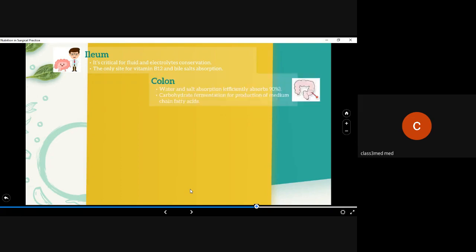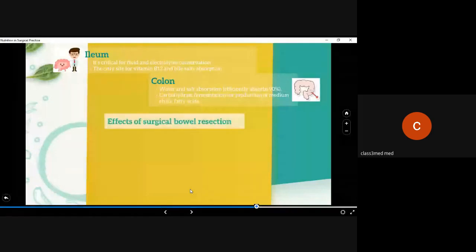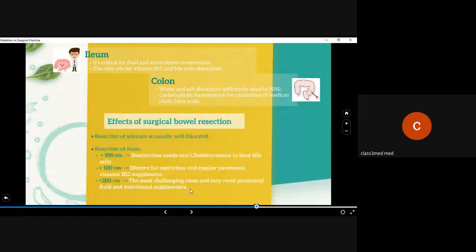Now, the colon: water and salt absorption, it efficiently absorbs 90% of water and salts. Carbohydrate fermentation for production of short chain fatty acids. So it's very important. Now, effect of surgical bowel resection. Resection of jejunum is usually well tolerated. This is against the colon and the ileum. So jejunum can be resected with minimum metabolic derangement.